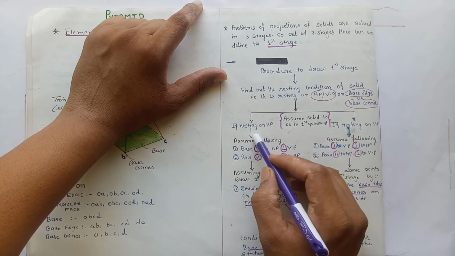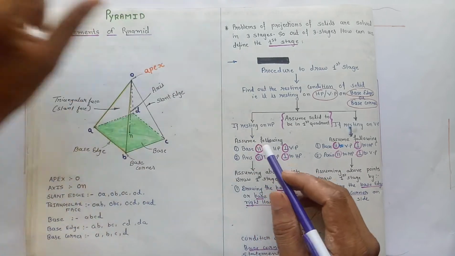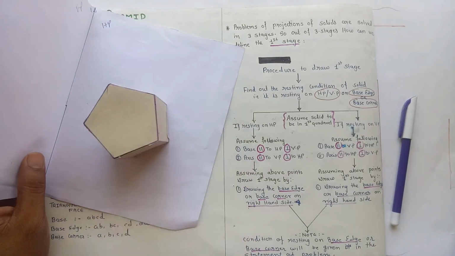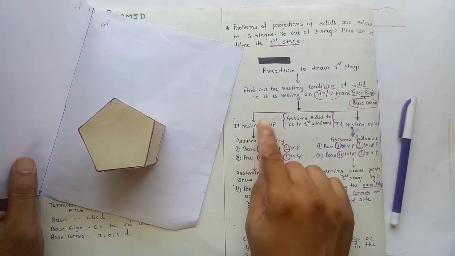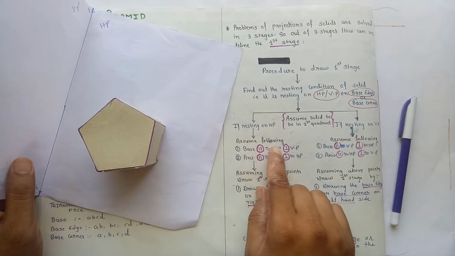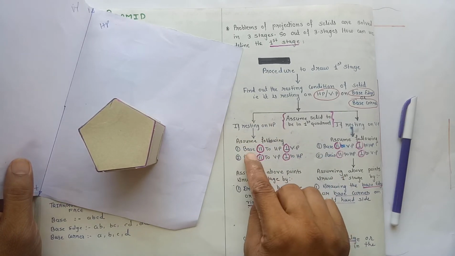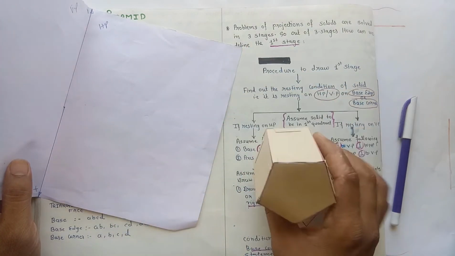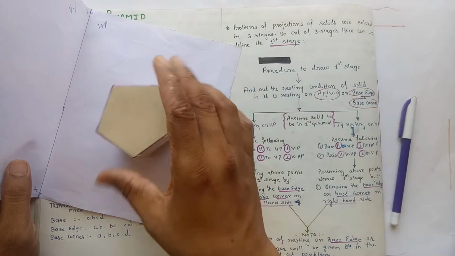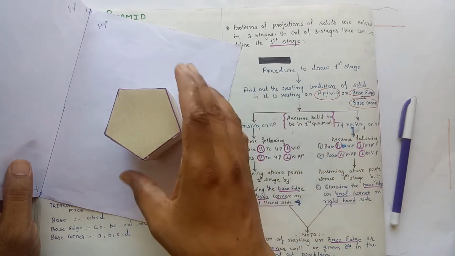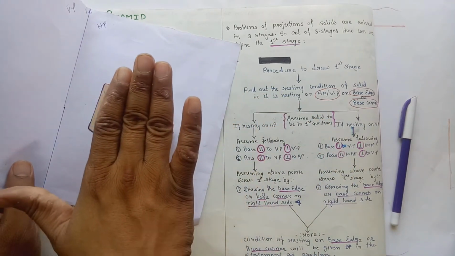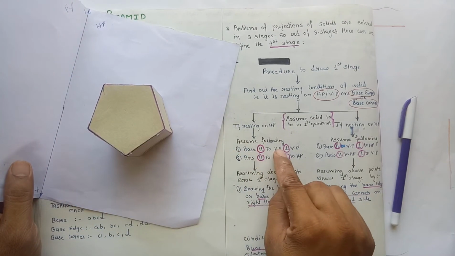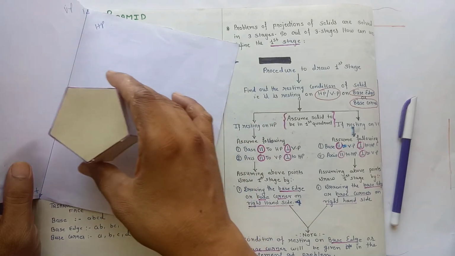If the solid is resting on HP, first of all assume the following condition. If the solid is resting on HP like this, we have to draw the first stage by assuming these particular points. First, assume the base parallel to HP and perpendicular to VP. That means the base of the solid should be parallel to HP and perpendicular to VP. You can see that right now the base or top face is perpendicular to VP.